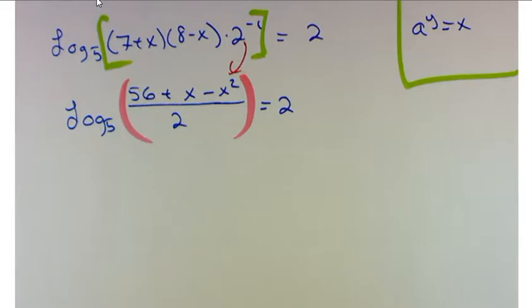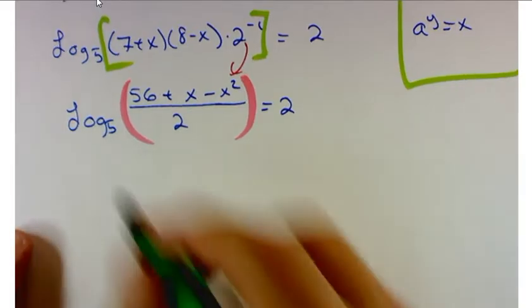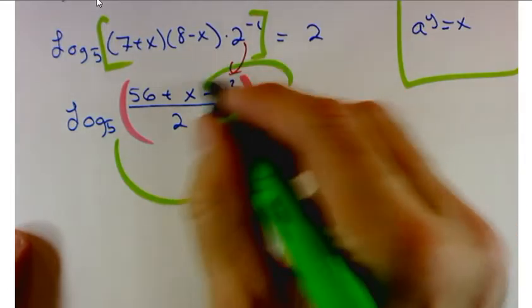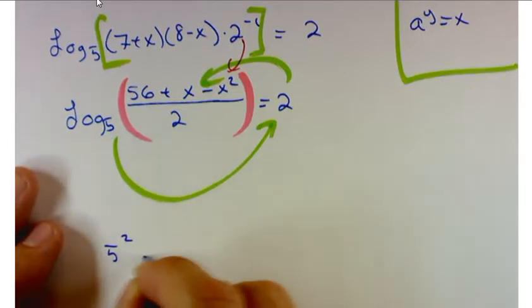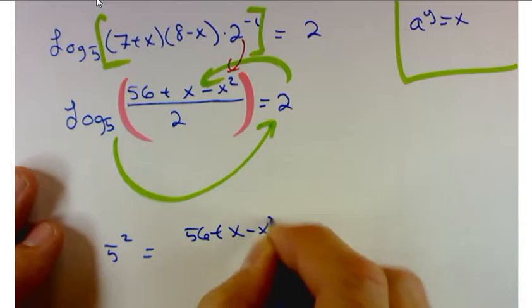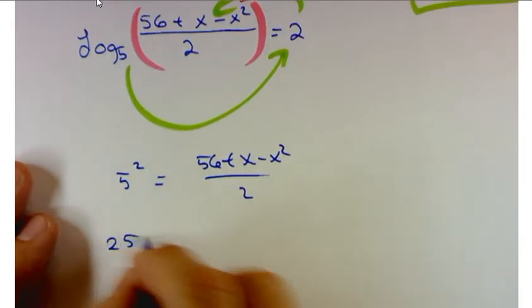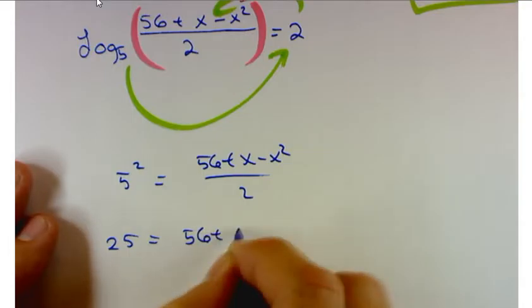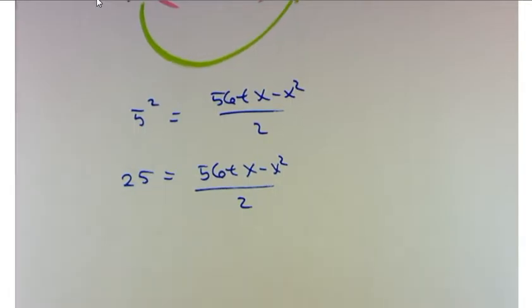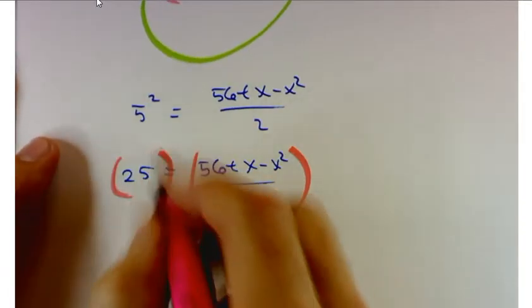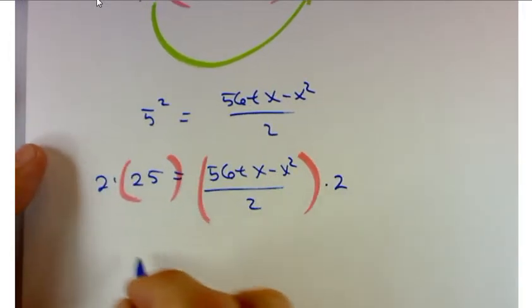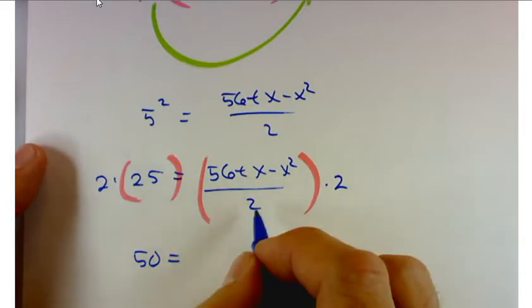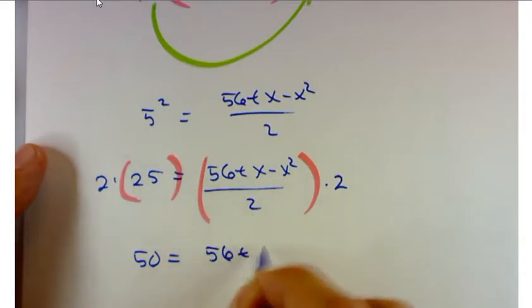Kennedy, what to what power equals what? Good. 5 to the second power equals all that. Good. So it should look like this. 5 to the second power equals 56 plus x minus x squared over 2. So 25 equals 56 plus x minus x squared over 2. At this point, you want to multiply both sides by 2. So you get 50 equals, and the 2 is going to cancel here, I'll get 56 plus x minus x squared.